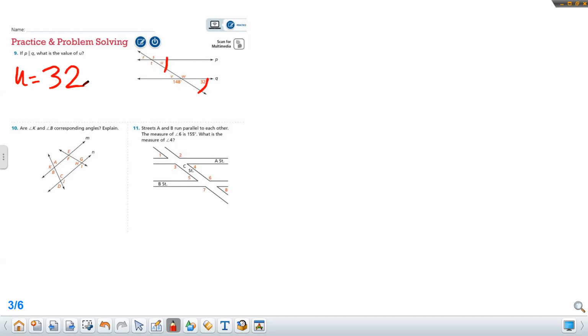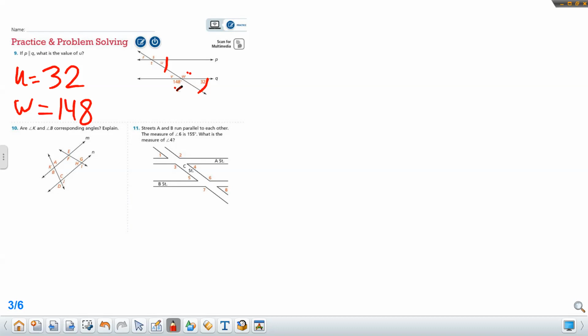Go on, guys, with me. If I ask you about the measure of angle W, what's the measure of angle W? W equals 148, because W and 148 are opposite angles. They are vertically opposite angles.